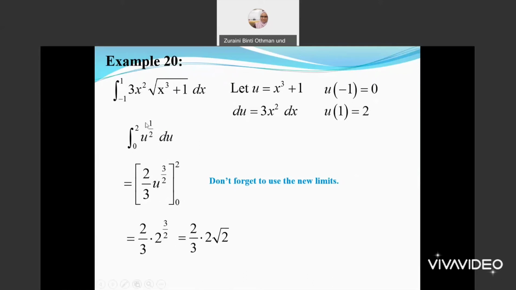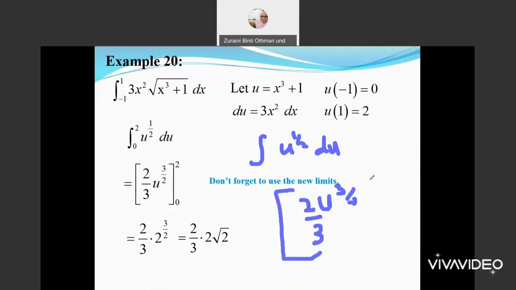Ataupun ada orang dia tak ganti pun yang dekat sini. Maksudnya apa? Ialah dekat sini kita dah dapat ni. Maksudnya macam ni, dia buat macam mana tahu. Dia maksudnya dekat sini u kuasa setengah du. Okey, dia dapat apa? 2 u kuasa 3/2 per 3. Okey, sekarang dekat sini dia dah integrate, tetapi dekat dalam ni u ni dia tak ganti sebagai u sebab kat sini dia tak tukar. Dia still gunakan 1 dengan negatif 1. So apa dia buat ialah dia gantikan dalam ni dulu dengan u.